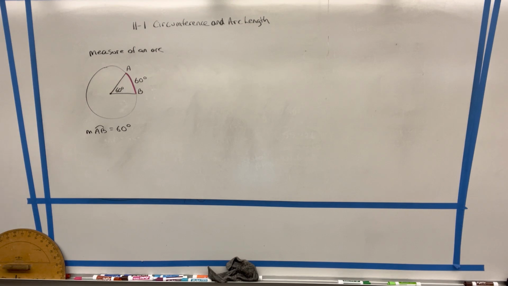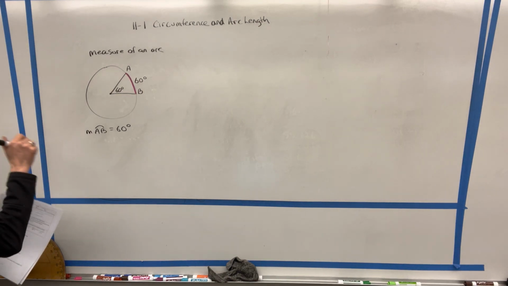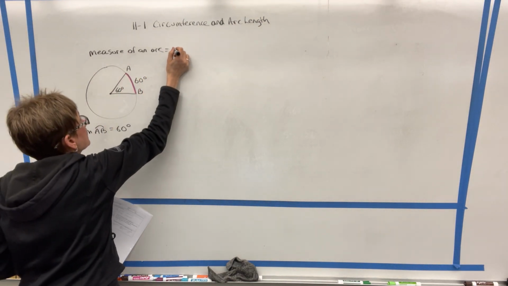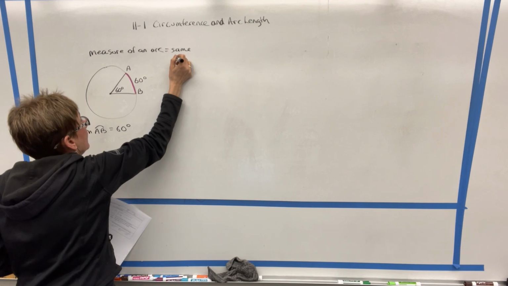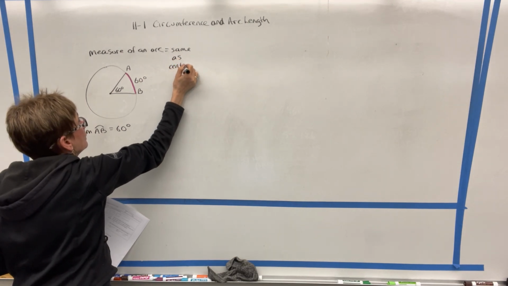Now, there's a difference between the measure of the arc and the length of an arc. So the measure is quite simple. As I said, it's just the same as the central angle.